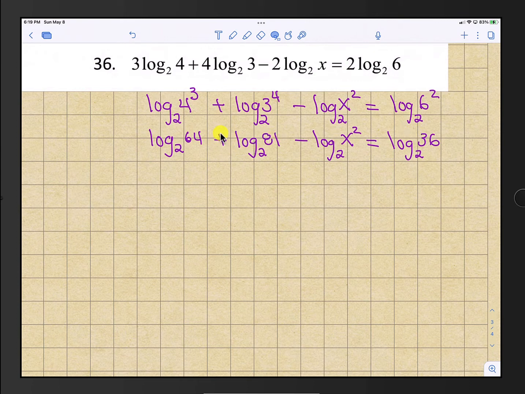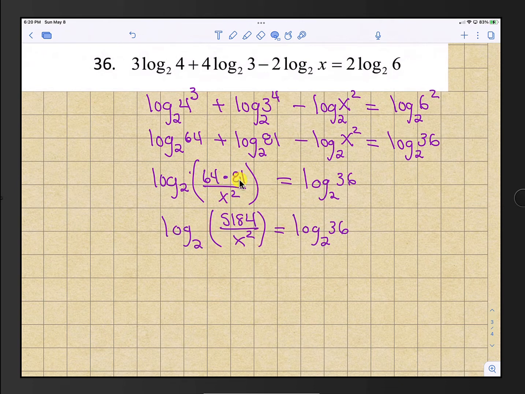Now this addition will condense to multiplication, and then this minus will condense to division. So we'll end up with 64 times the 81, because that's a plus in between there, and then you'll have an x squared on the bottom of the fraction because of the minus. So that's what we have here, log base 2 of 64 times the 81 all over x squared equals log base 2 of 36. Now next we can multiply the 64 times 81 to get 5184.